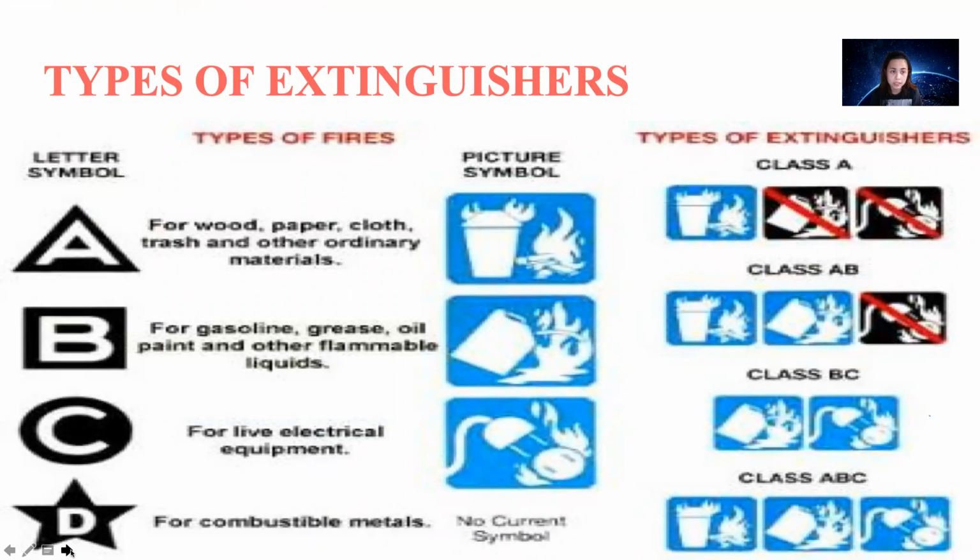So we have different types of extinguishers we are using to extinguish the fire. First is the type A, B, C, and D. Type A is usually for extinguishing wood, paper, cloth, trash, and other ordinary materials. B is for liquids, gasoline, grease, oil, and paints. C is for electric equipment or live electrical equipment. And letter D is for combustible metals, like copper.